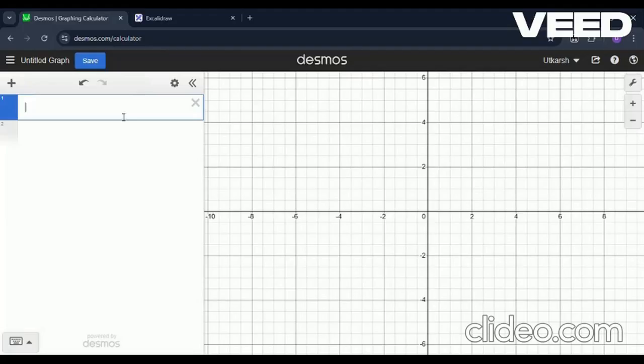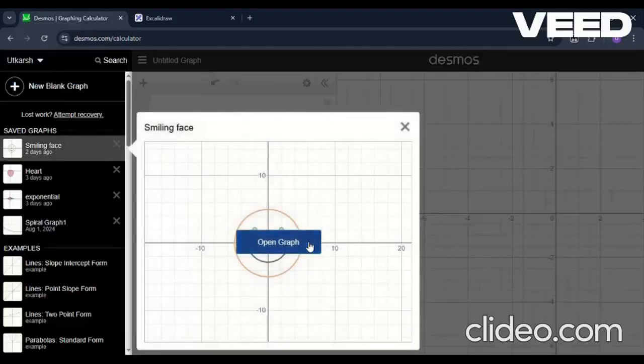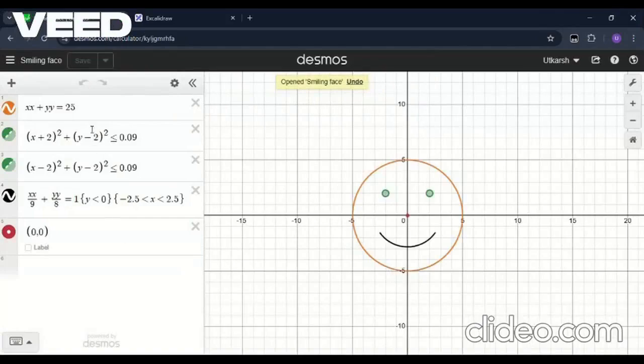Now what I will be doing is, with the help of such different kinds of combinations of these mathematical equations, I'll be plotting some beautiful geometric arrangements. So let me show you something. This is a smiling face, and these are all the equations through which I made this curve.